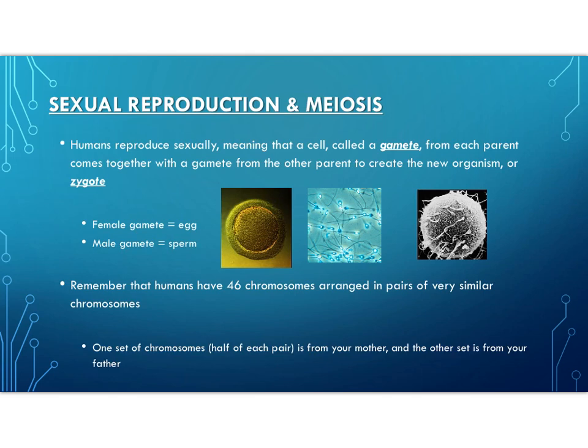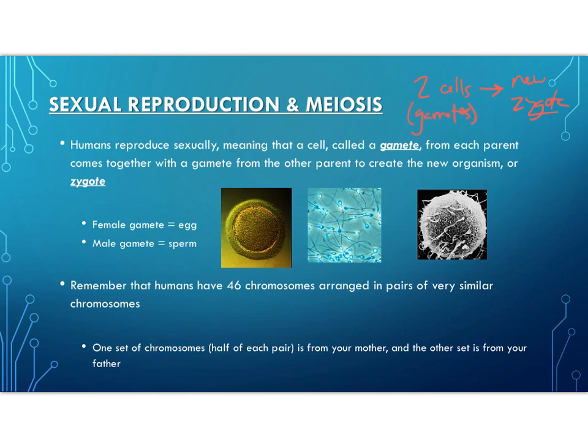Now, as humans, we reproduce sexually. And recall that all this means in nature is that you have two cells that come together to form your new offspring. That's what sexual reproduction is. So when we talk about sexual reproduction, we're just saying two cells come together to form your new organism called a zygote.